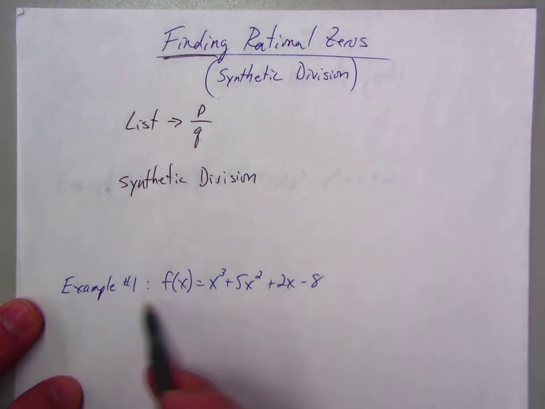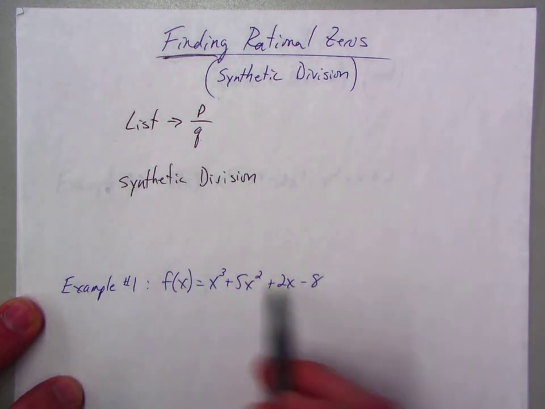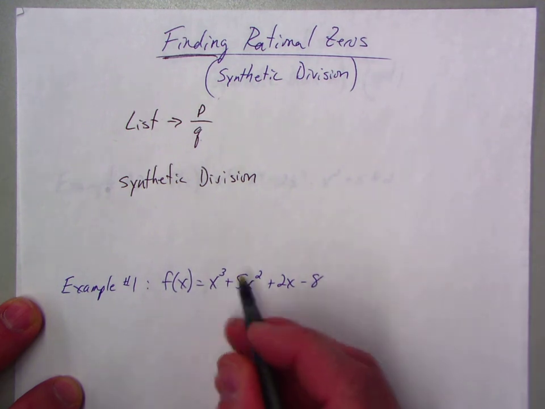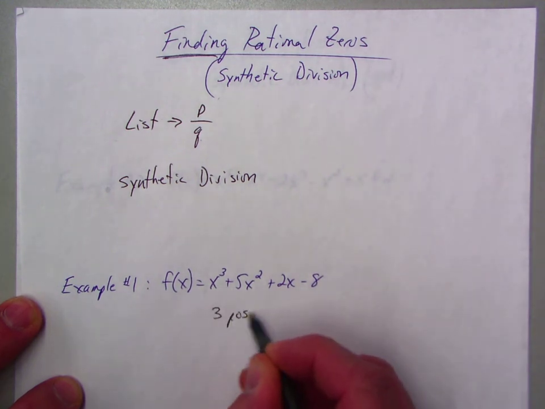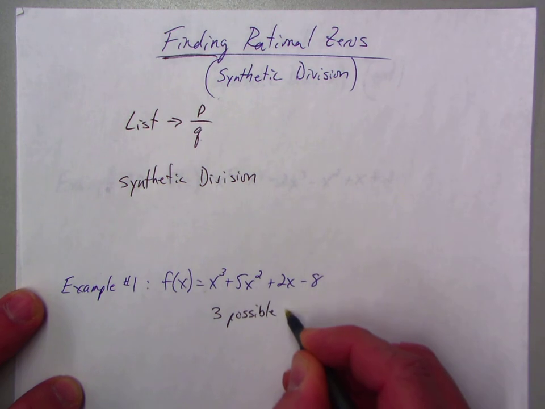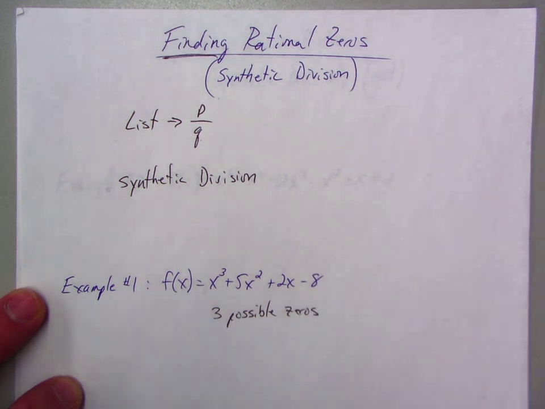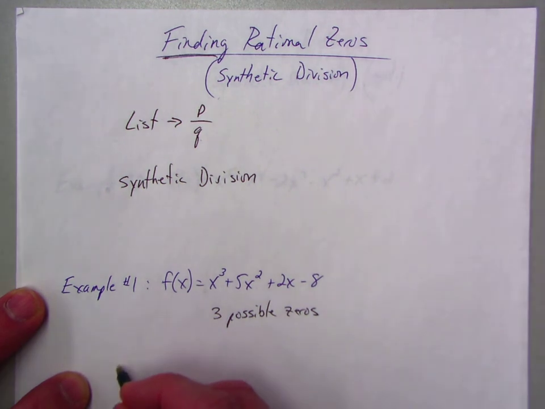All right, so first of all, let's look at example 1. Here I have a polynomial of degree 3. So that means I have 3 possible zeros. But what I need to do first is I need to find all possible ones first.